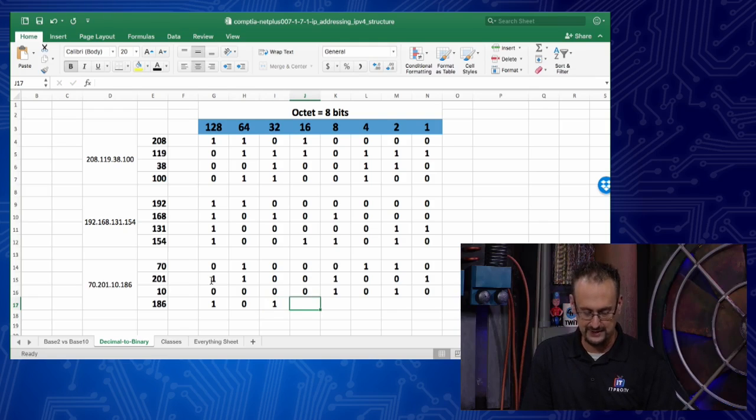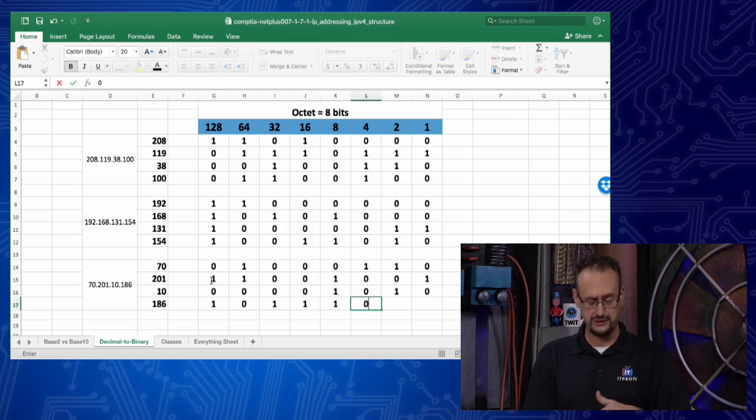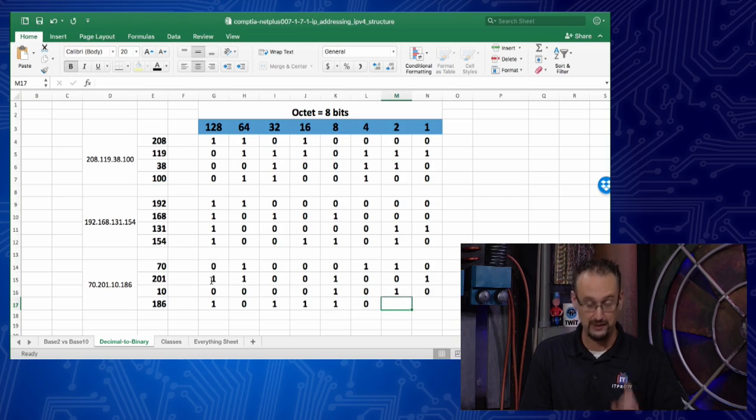All right, I got 26 left, so I know that I can subtract the 16. Even I can do this part of it, right? I'm going to subtract 16 from there. It leaves me with a remainder of 10. I can use the 8, but I cannot use the 4. Now I have a remainder of 2. That's why I can't use the 4. Be clear on that one.